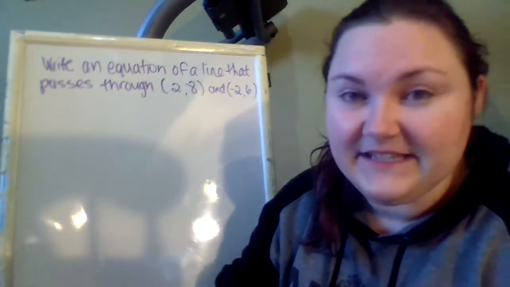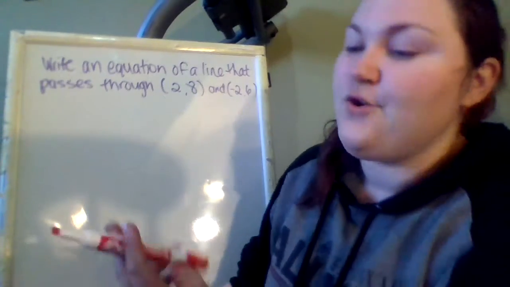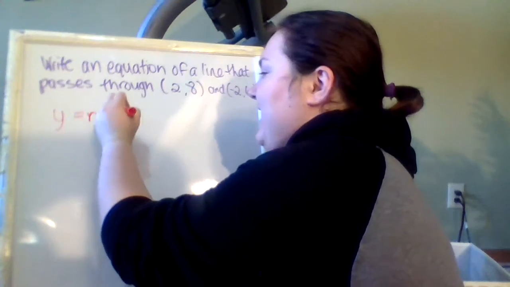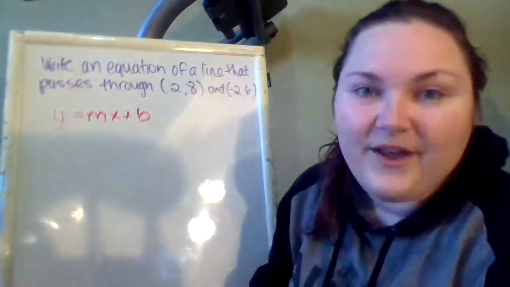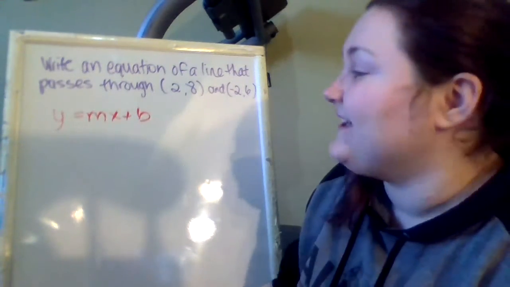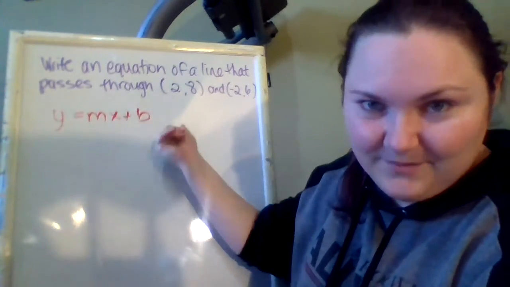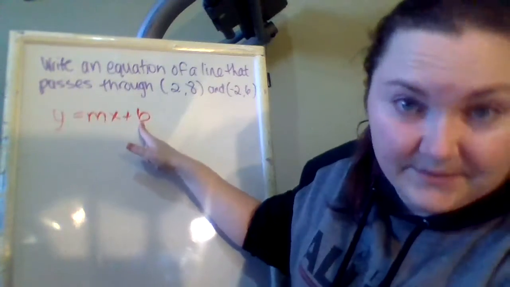Now before we get into writing the equation of this line, there were 2 formulas that were introduced in these lessons on writing linear equations. One formula was y equals mx plus b. We call that one slope-intercept form because it has a spot for slope and it has a spot for intercept, hence slope-intercept. Specifically the y-intercept of the line.